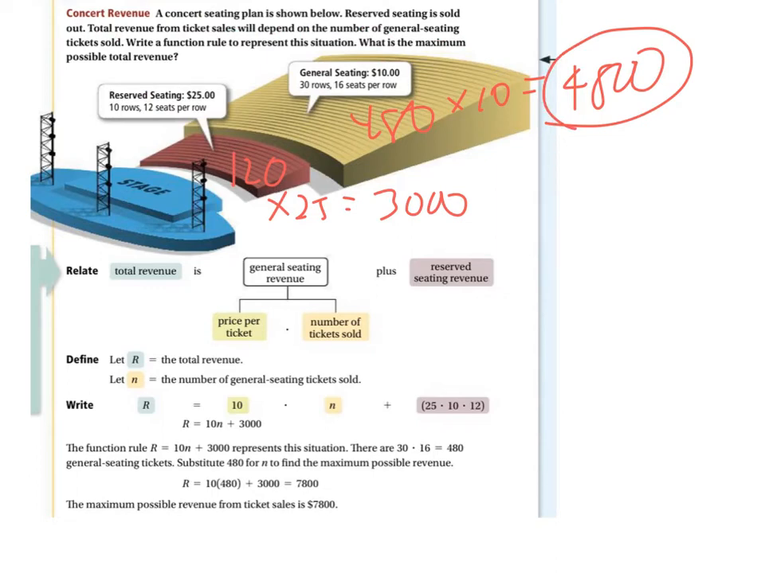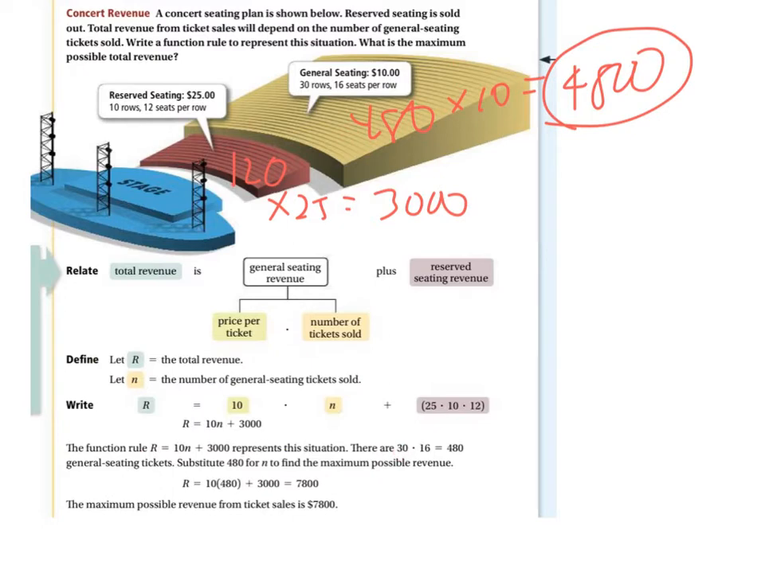All right, so when it comes to writing the function here, we're going to let R be the total revenue, N is the number of general seating tickets, right? Notice we're not including the reserved seats because that's part of our constant. So what we're going to write down here is this function. We're going to have $10 times the number of general seating tickets sold, and then that $3,000, that's the sold out reserve. That's going to equal R, the total revenue.